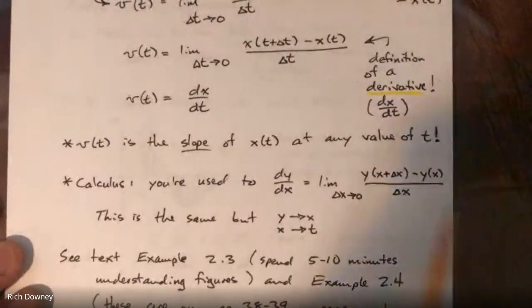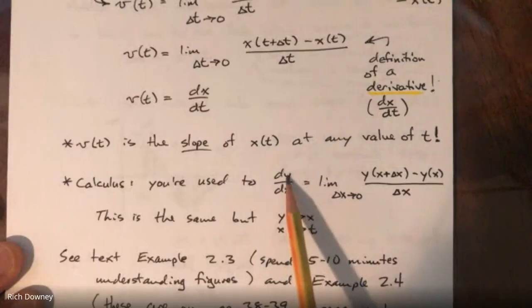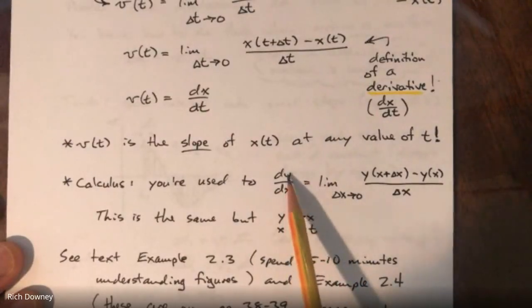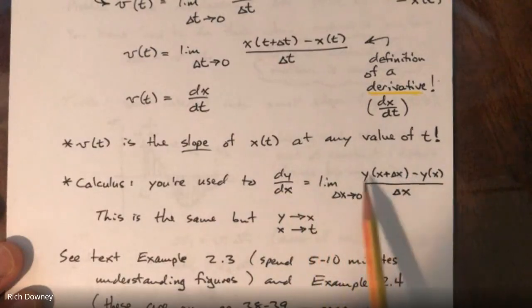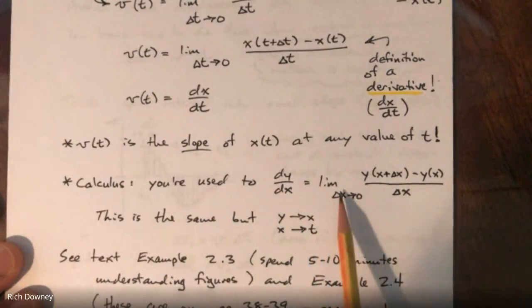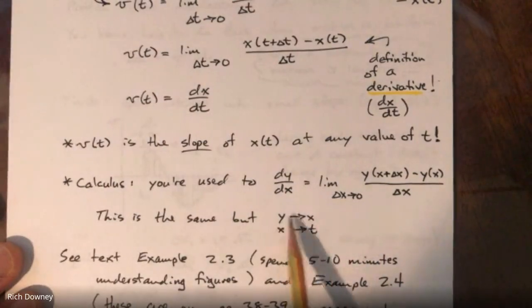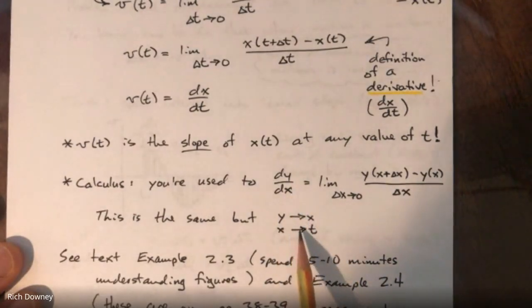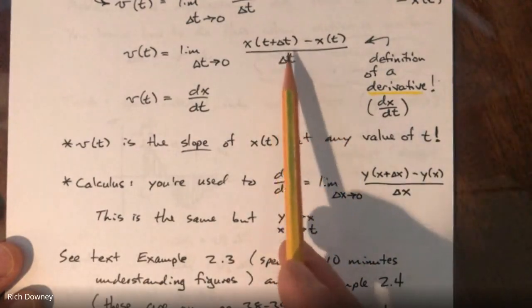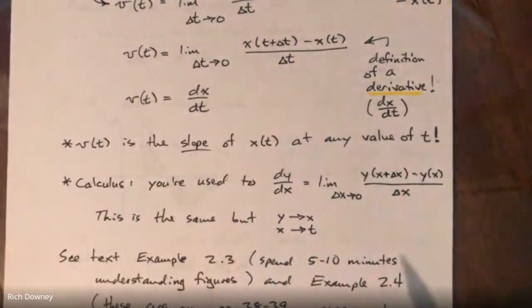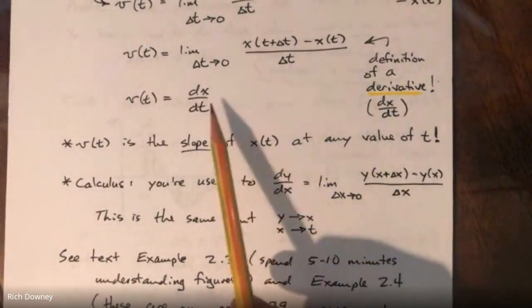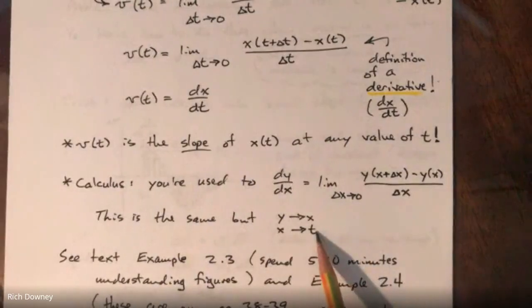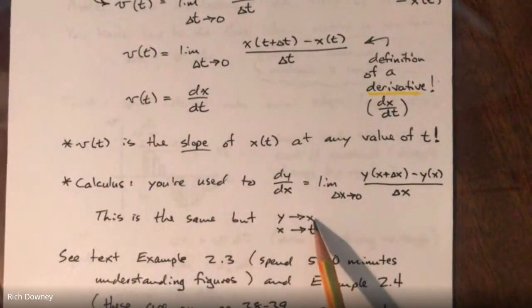Now, in calculus, you're probably used to thinking of derivatives as dy/dx. This is where y was some function of x, and you have a very similar looking formula here. In fact, it's exactly the same formula. All we have to do is replace y with x. So everywhere you see a y, replace that with x. Everywhere you see an x, replace that with t. And now you have the derivative dx/dt. So in physics, the independent variable is usually time, and the dependent variable might be anything else. But in this case, it's going to be position.